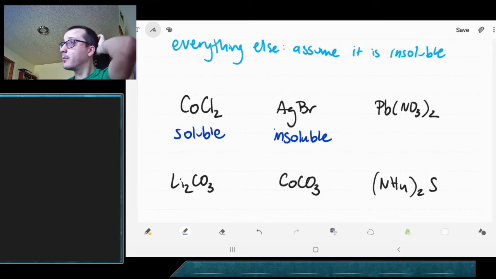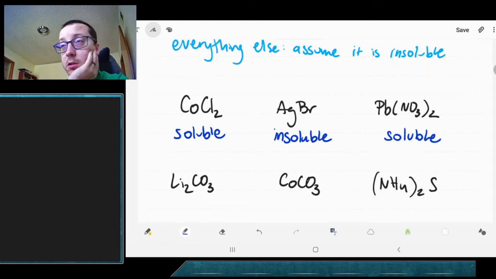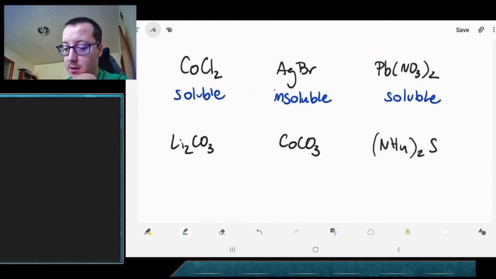Lead 2 nitrate, we're expecting that one to be soluble. We're expecting that because it has the nitrate group, right? It doesn't matter what else is in there, it's got nitrate, it's soluble. Don't even have to look at it. There's no exceptions there. Lithium carbonate. We should expect that one to be soluble as well because it has the lithium. Just like with nitrate, anything that has lithium with it will be soluble. Same with sodium or potassium.